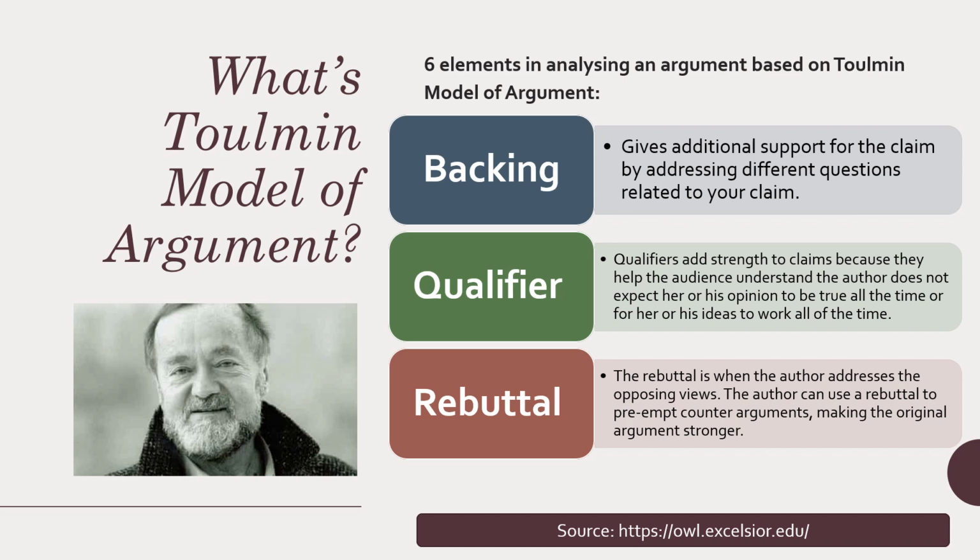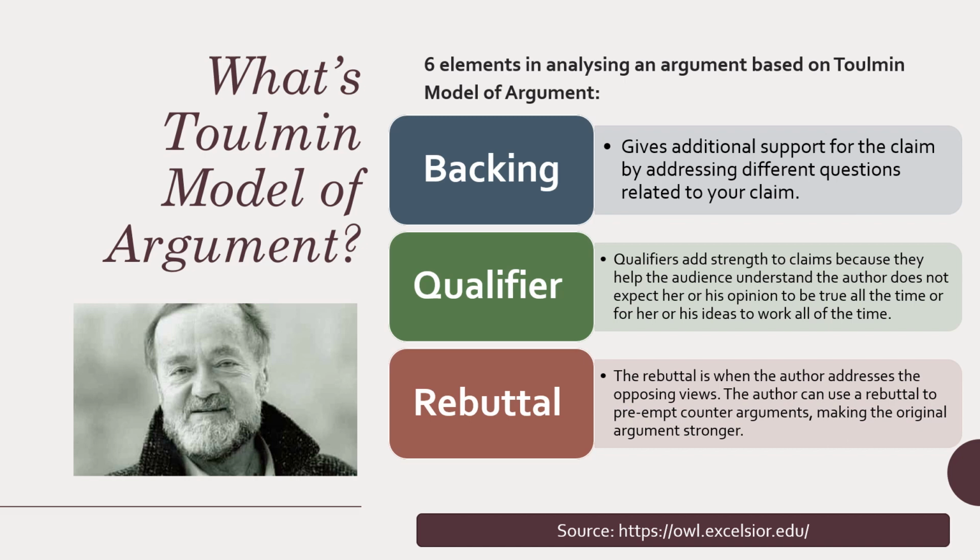We also have qualifier. Qualifiers basically add strength to claims because they help the audience to understand the author does not expect her or his opinion to be true all the time. Okay, so it's just like letting people know that there is also a certainty that my claim is false. Okay, and rebuttal is where the author addresses other possibilities that could rebut your claim, that could say that your claim is otherwise.